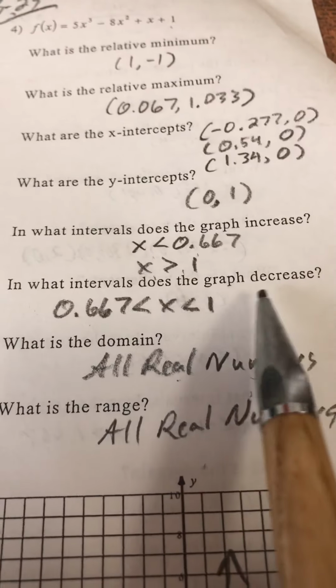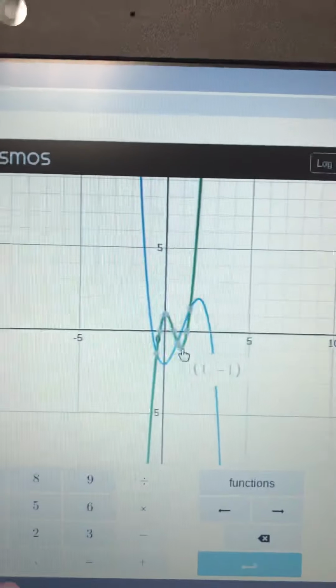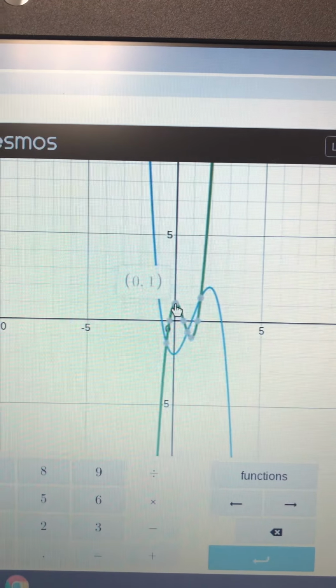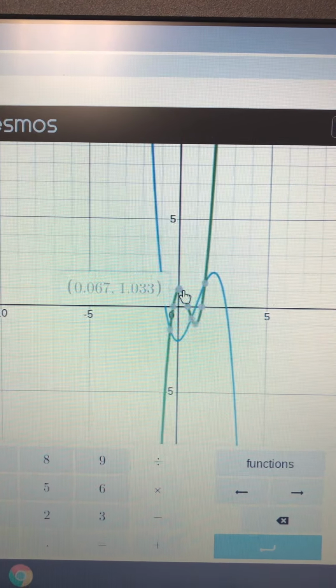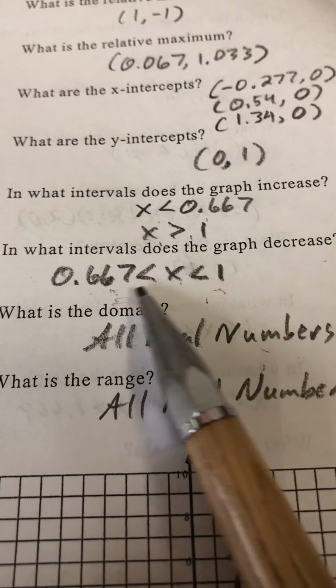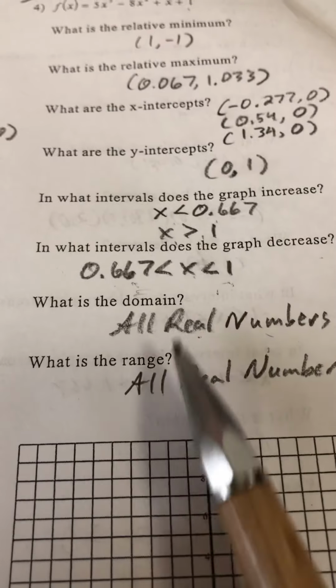In what intervals does the graph decrease? That's when it's in between these two. So in other words, this section on the graph right here, from there to there. Okay, so that's why x is in between those amounts. That's when it's coming back down. And then domain and range, all real numbers.